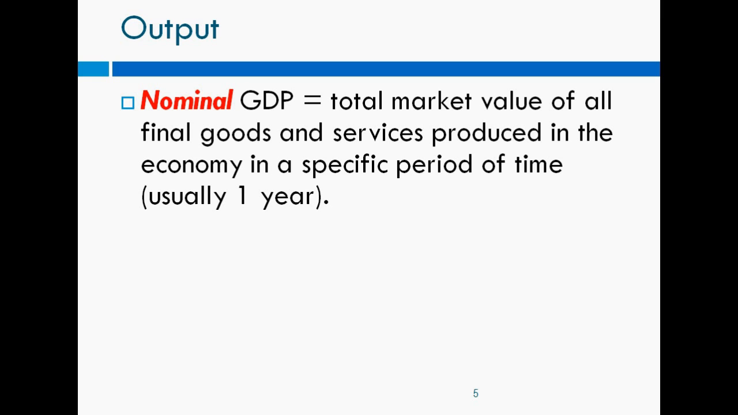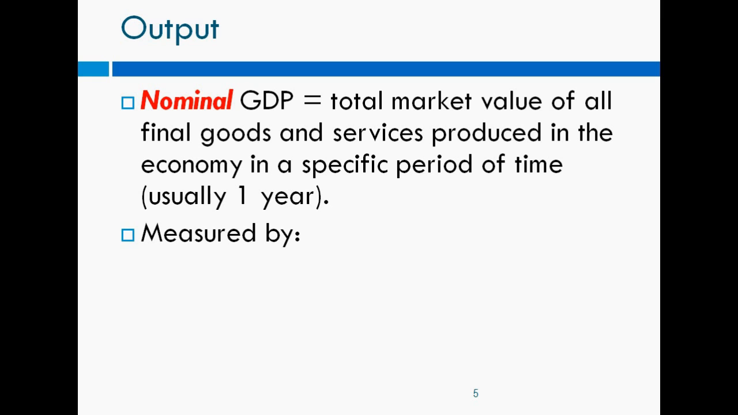GDP. Now, for a specified period of time, because obviously it can't be forever, the total amount of goods and services produced for all time until the universe ends, it's for some specified period of time, usually a year, but it doesn't have to be. It could be 3 months, it could be 4 months, it could be 6 months, it could be 2 years. Normally we think in terms of a year.